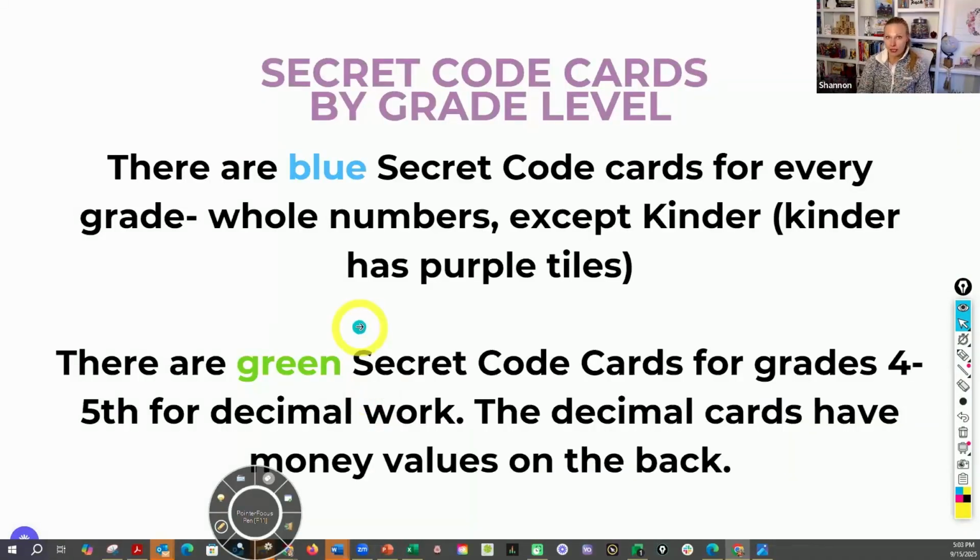The blue cards come in grades 1st through 6th grade. So everyone in 1st through 6th grade has a whole number set of these blue cards. If you're in grades 4, 5, and 6, you also get a green set, and the green set are your decimal cards. So you're going to get both if you're in those grade levels.